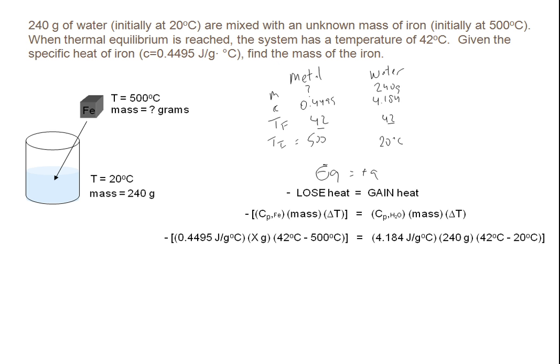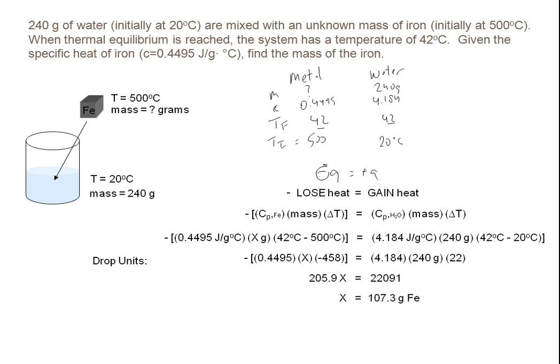So this algebraic problem becomes a little bit easier because you're going to end up with a number times x on the left equals some number on the right. Drop units, you get this little simplification. And here you go, 205.9x equals 22,091. Divide both sides, get x by itself. You should be getting a mass of 107.3 grams of iron. If you got that or something in the ballpark of that, then you're certainly on pace.